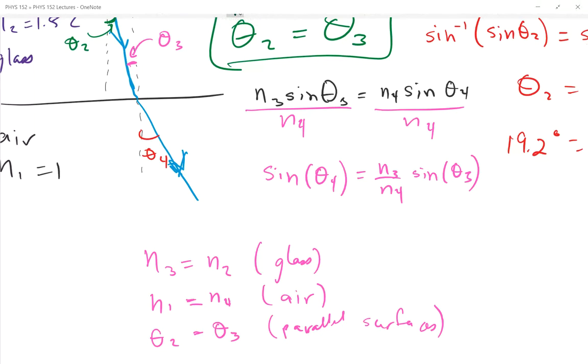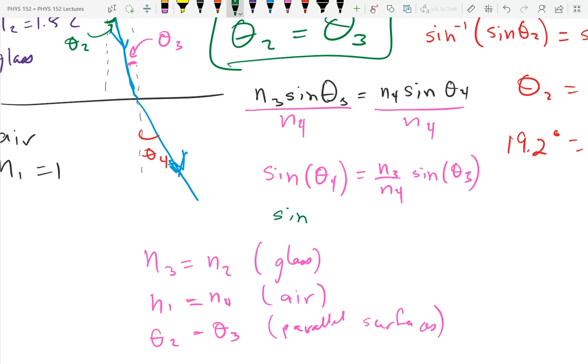So I'm just going to make those substitutions. So I'm going to have sine of theta 4 is equal to, instead of n3, I'm putting n2. Instead of n4, I'm putting n1. And instead of theta 3, I'm putting theta 2.